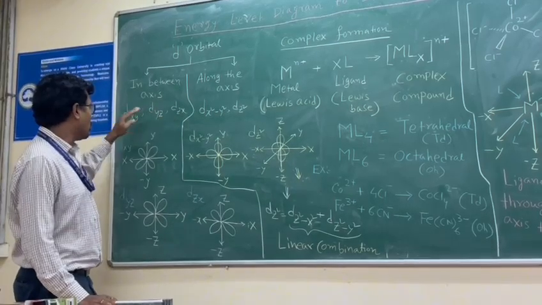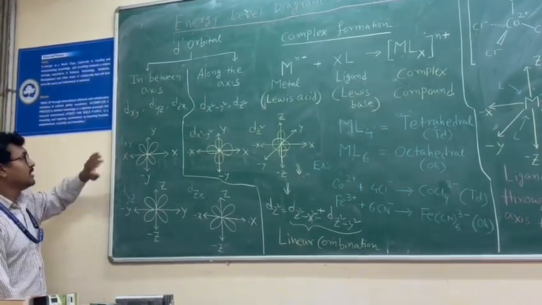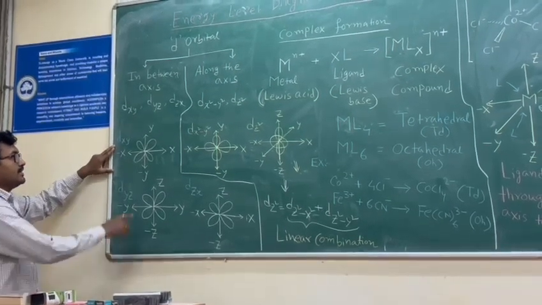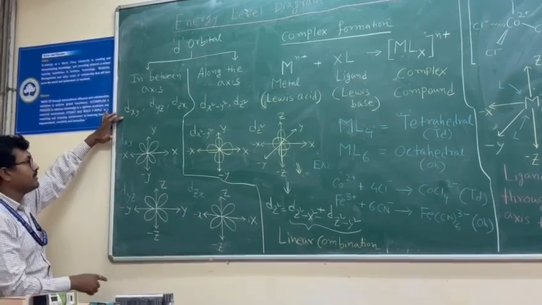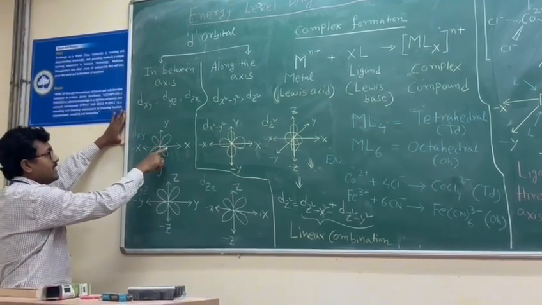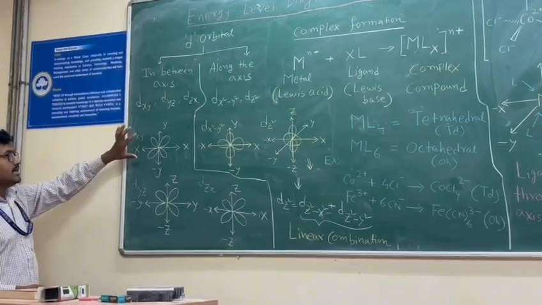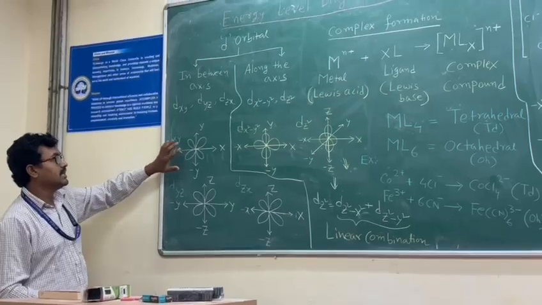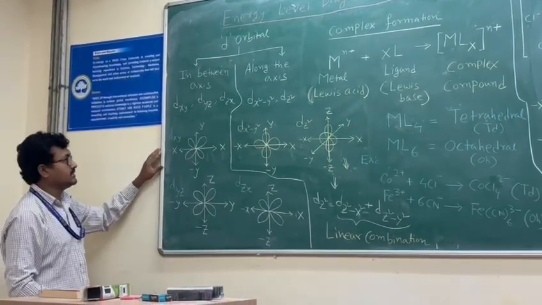If you draw their structure or their orientation, then we can see in dxy, this is the dxy d orbital, this is x-axis, y-axis. So dxy d orbital means this is oriented in between x and y-axis. It means electrons, if present in dxy orbital, their orientation or their position will be in between the x and y-axis.